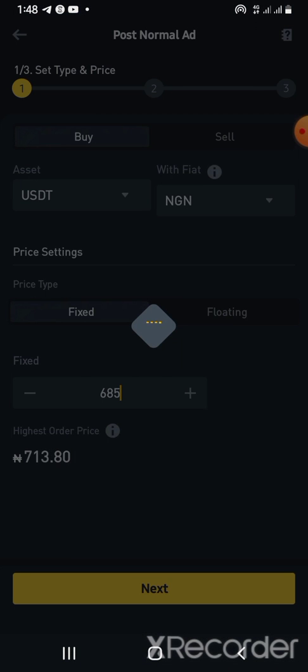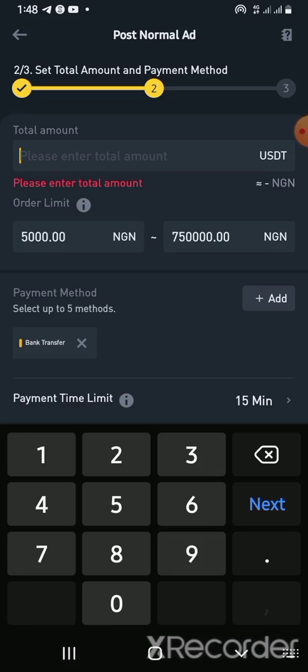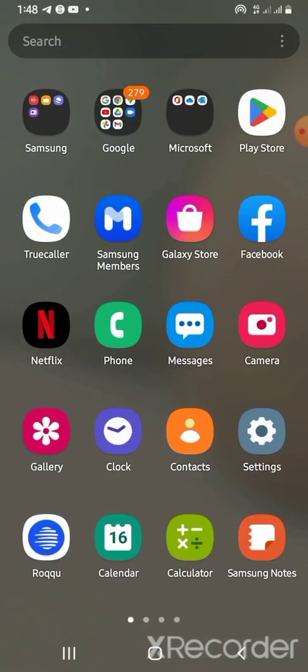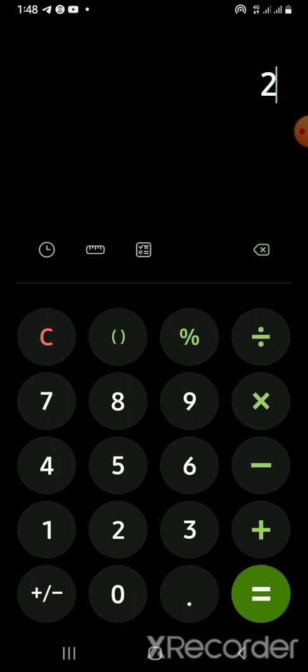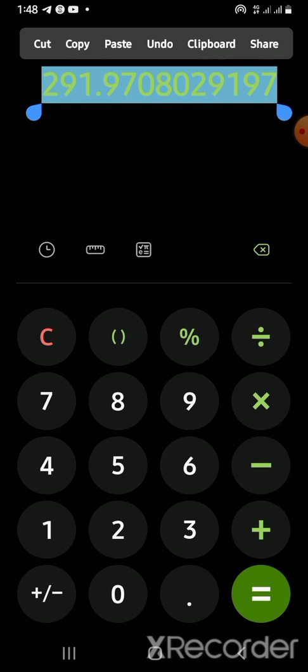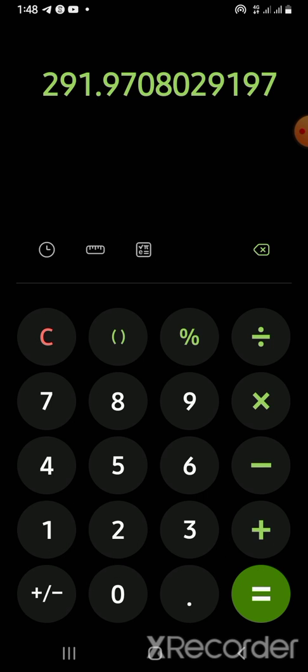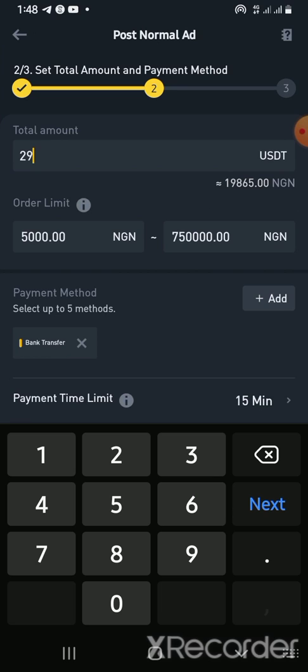Then click on next. So once you click on next, you will say, okay, what is the range? Since you want to buy at 6 something, let us go to the calculator. Let me assume I'm using 200,000 for this transaction, divided by 685. So I will say I want to use within this range. Okay, let me say 291 or 292. I'll say 292. You can see that is about 220 naira.